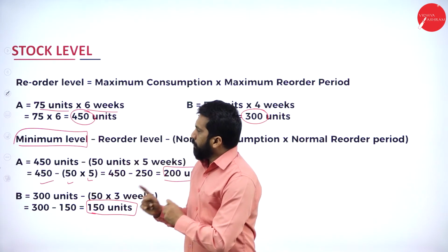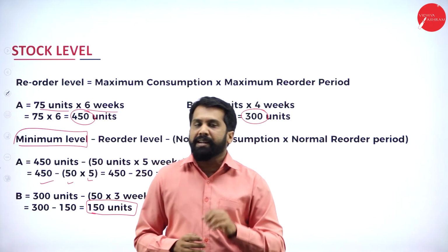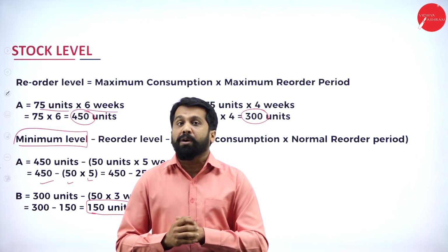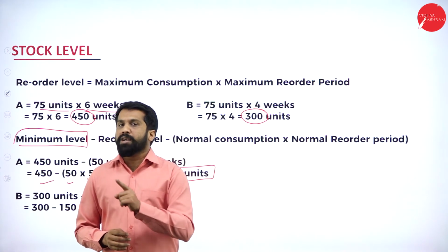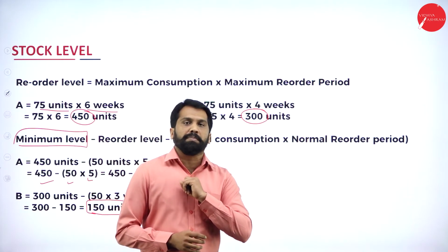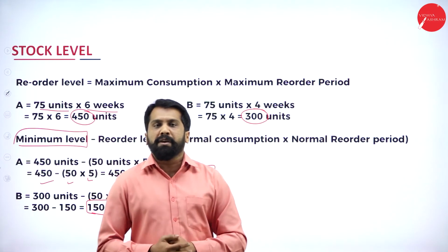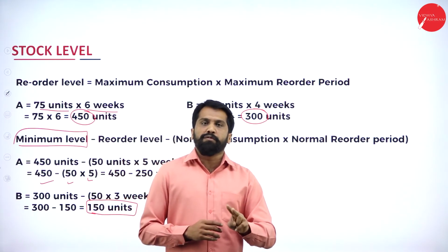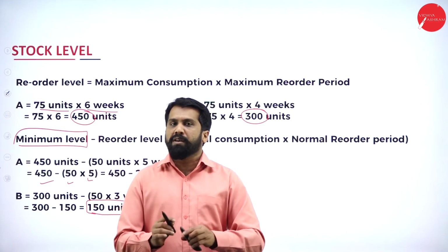Now, we'll go for the second one. What is the minimum stock level? Always keep it in mind: if the word minimum comes, go with normal. Reorder level minus normal consumption into normal reorder period. If you are doing reorder, go with maximum. If you are going with minimum, go with normal. Done. 2 formulas are done. Almost 5 marks you got. We'll go for the last 2.